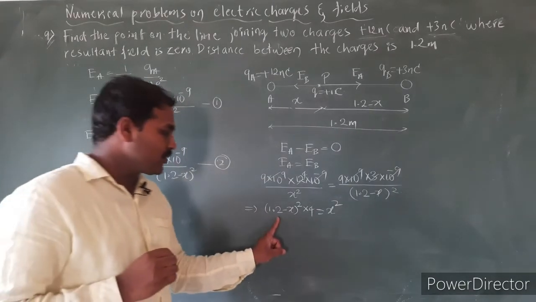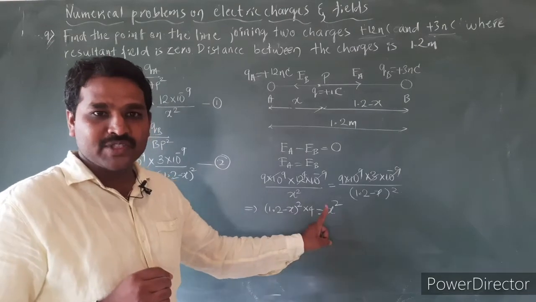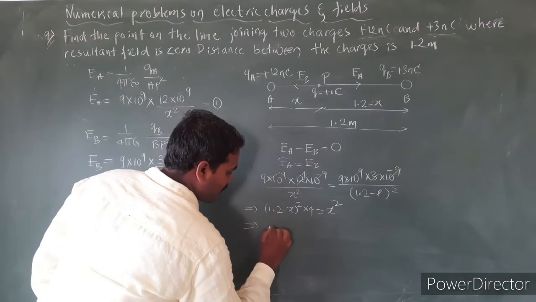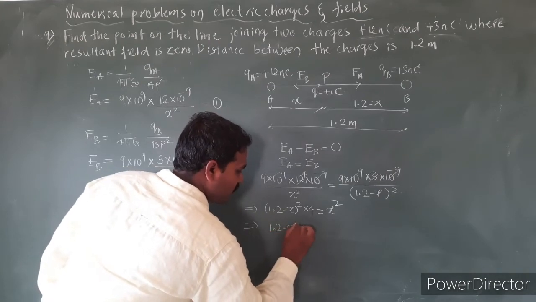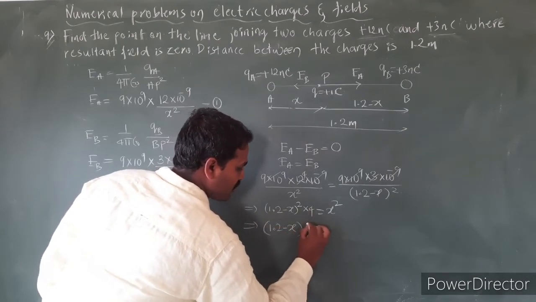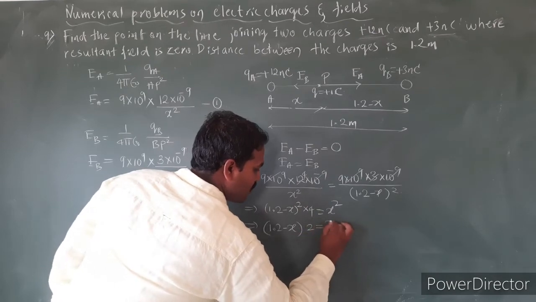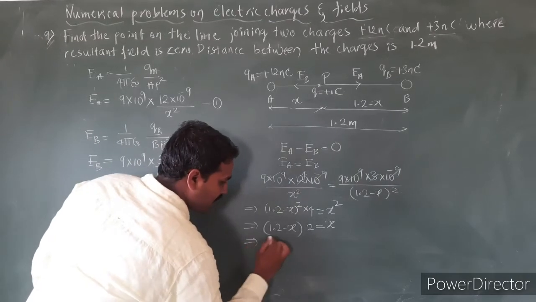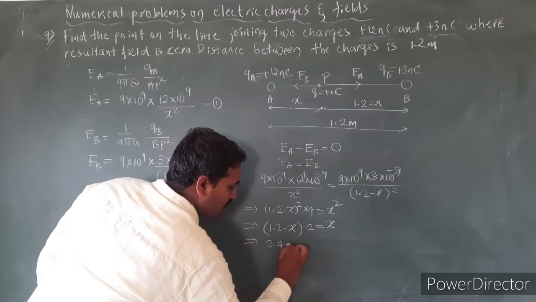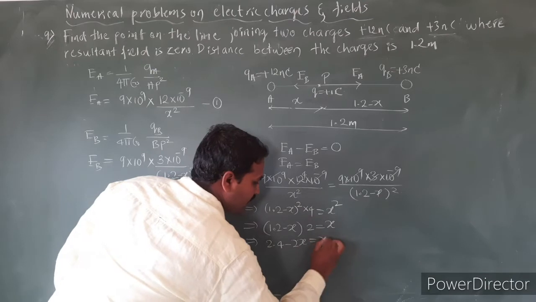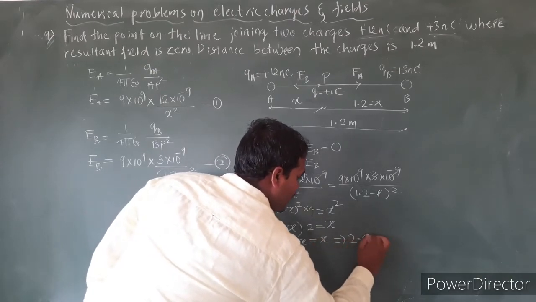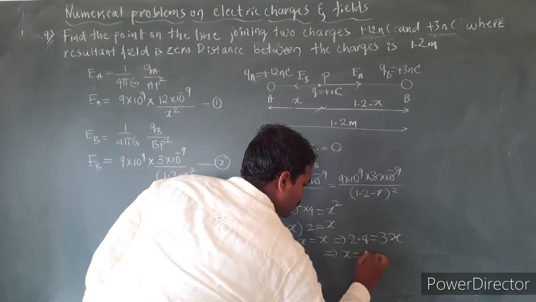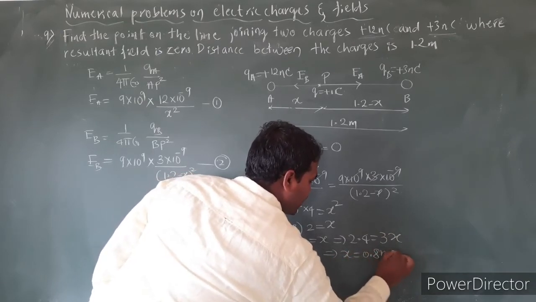You can clearly observe here all terms are in the form of square. I can take the square root to solve this equation. When I take the square root, I get 1.2 minus x into square root of 4, which is 2, equal to x. If I simplify this, that is 2.4 minus 2x is equal to x. This implies 2.4 is equal to 3x. From this I can write x is equal to 0.8 meters.